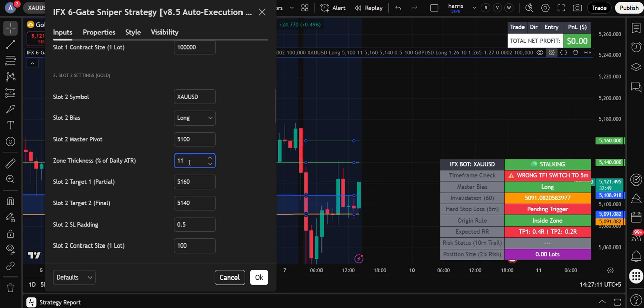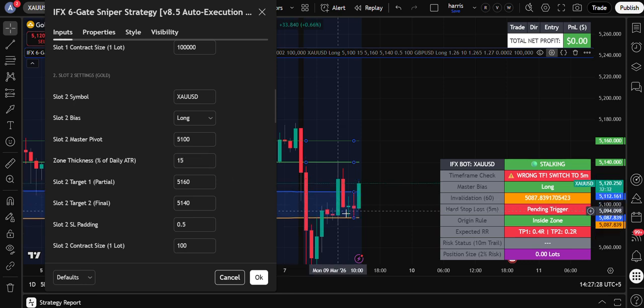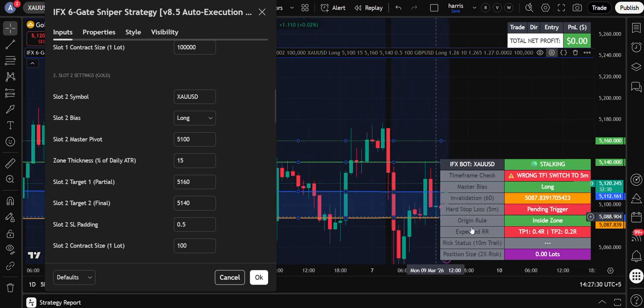Okay, guys, so I'm going to move this to 30 and let's see what happens. Okay, we have a bigger zone. We don't want such a bigger zone of 500 pips. What we want is a smaller zone. We will go with 15. Okay, guys. Okay, now we've adjusted this zone as you guys can see.